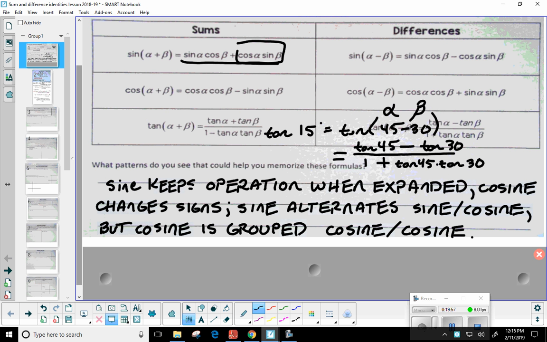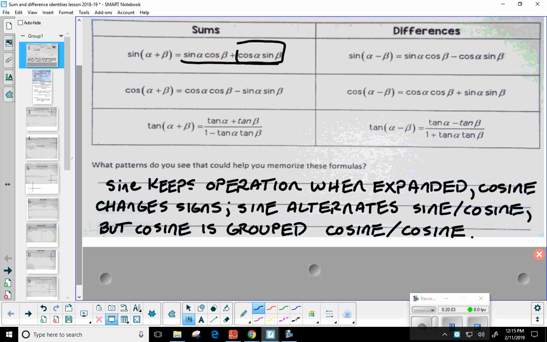Okay. Now this one here, it asks you the question, what patterns do you see that could help you memorize these formulas? Well, I just wrote down what I like to do. Sine keeps the operation when expanded. Cosine changes the signs. Sine alternates sine and cosine, but cosine is grouped cosine, cosine. So basically what we were just talking about. All right. So we just have 6 new identities along with the others that we've been working with. Is everybody okay with that?